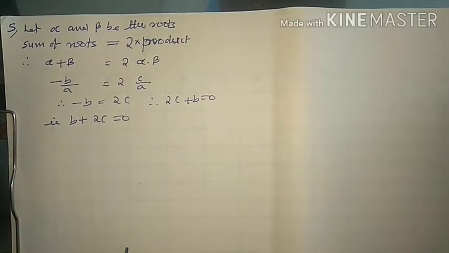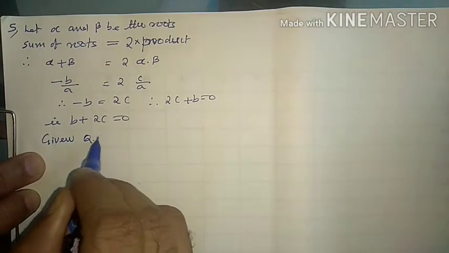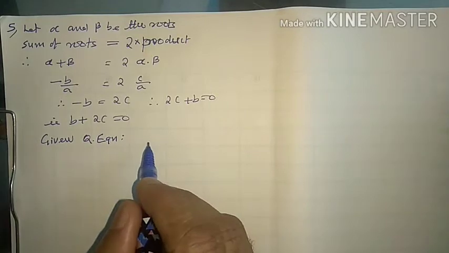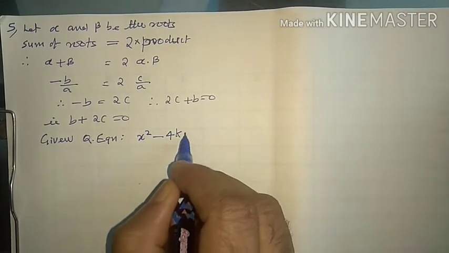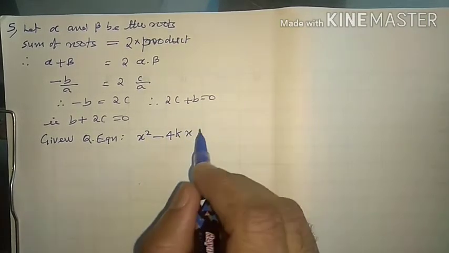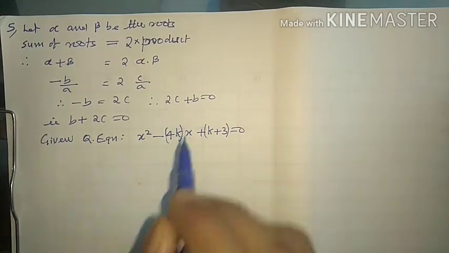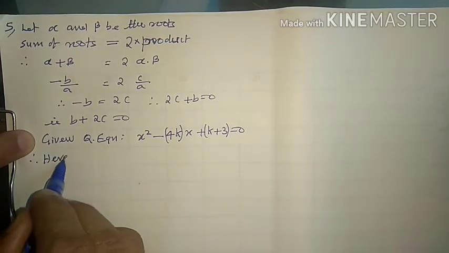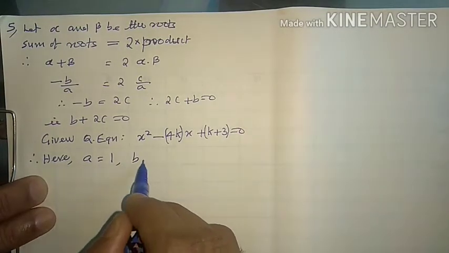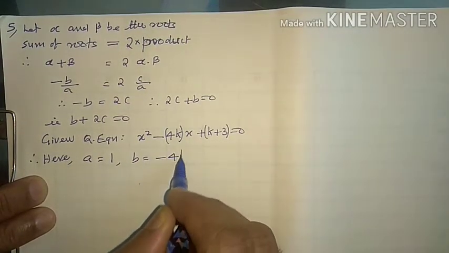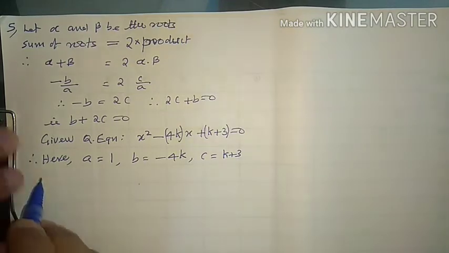Now, we have to find the value of k. The given quadratic equation is x square minus 4k into x plus k plus 3 equal to 0. Therefore, here a is the x square coefficient, 1, b is the x coefficient, minus 4k, c is the constant term, k plus 3.